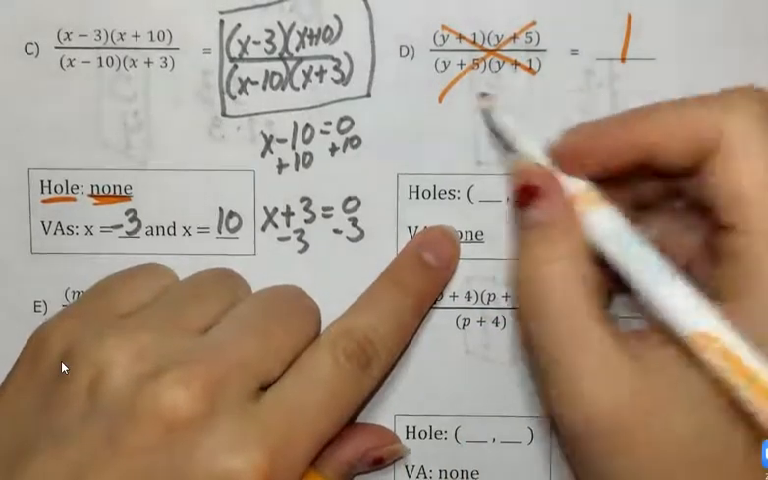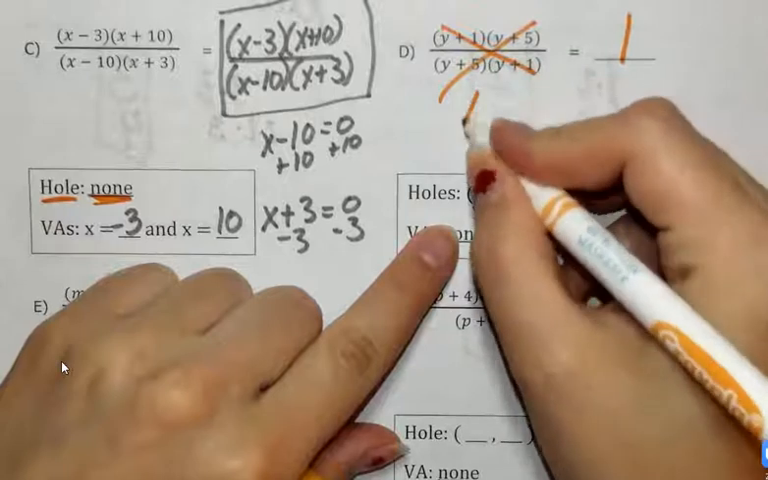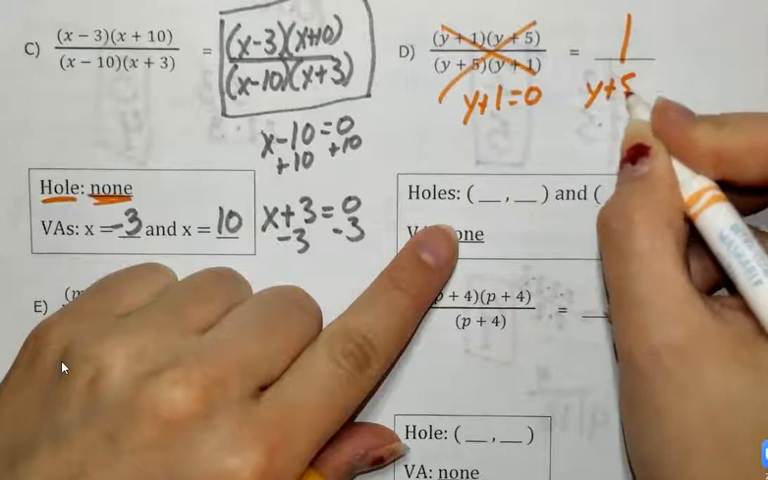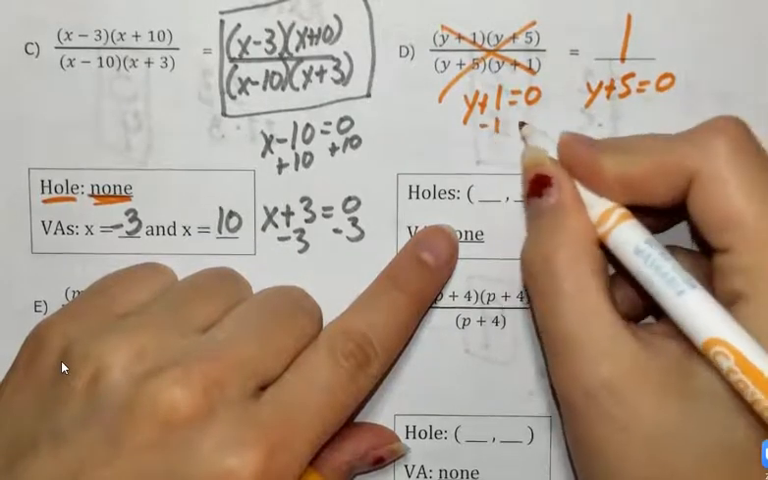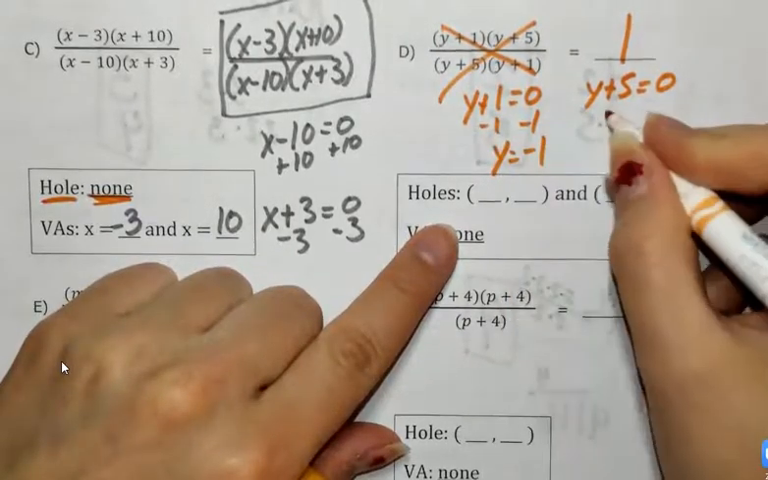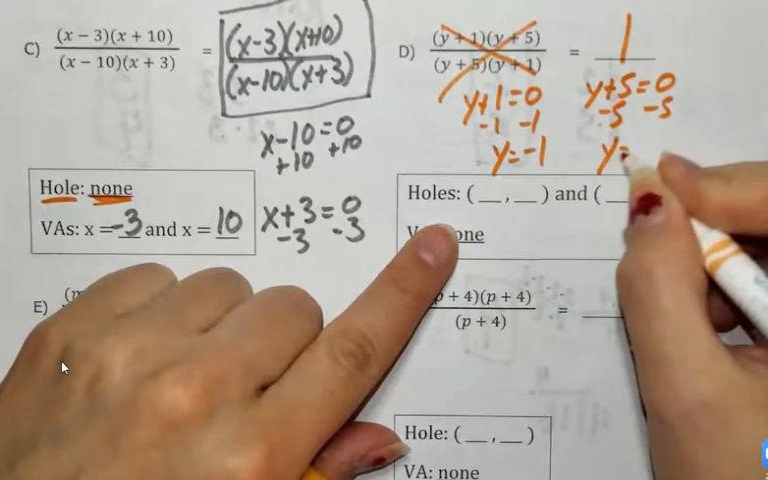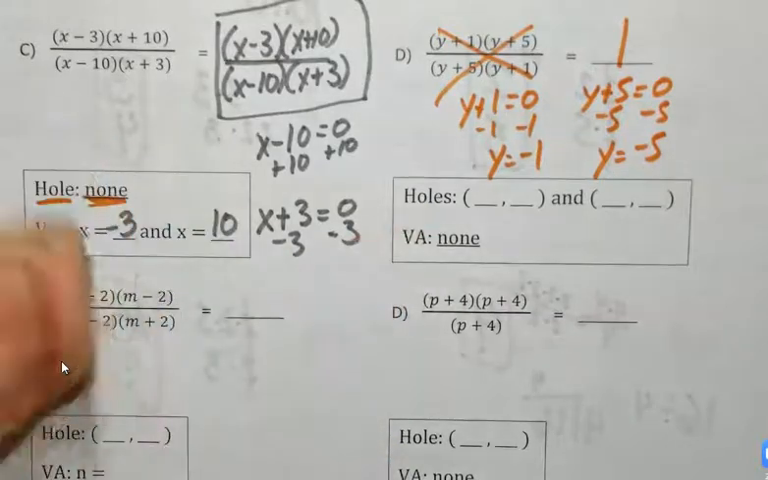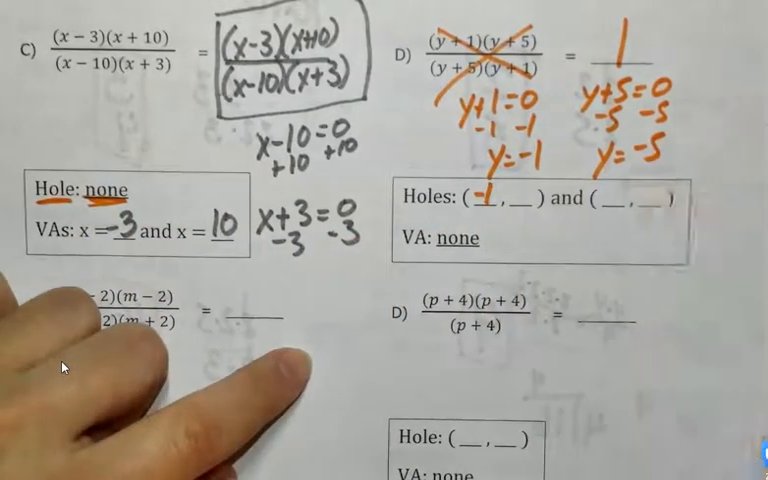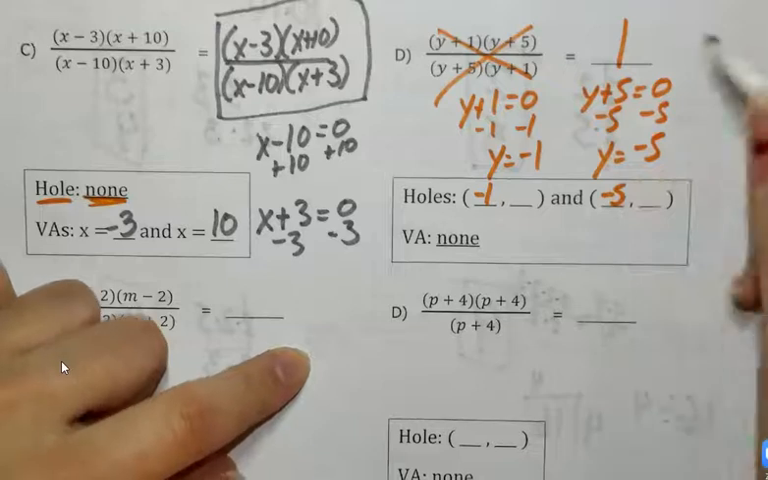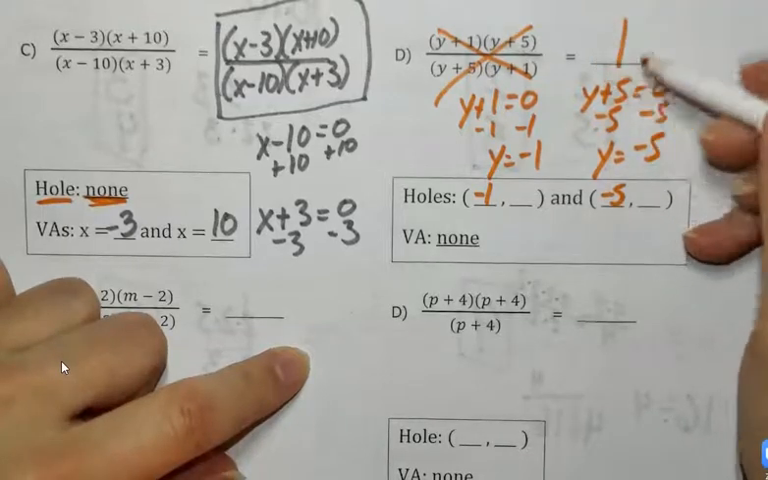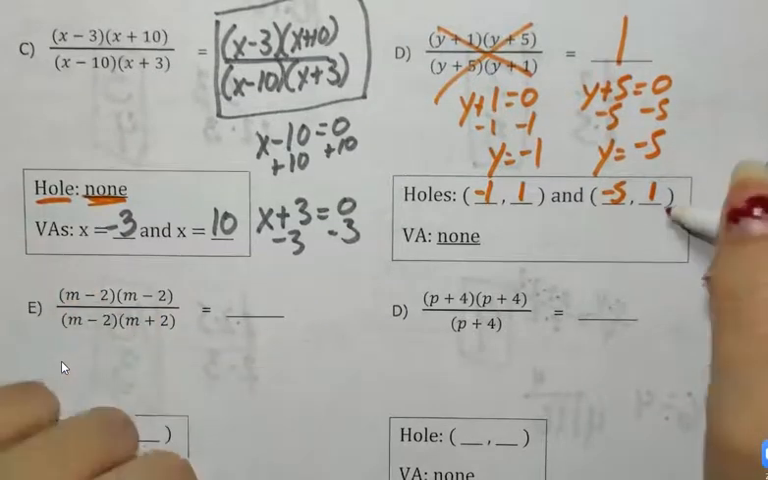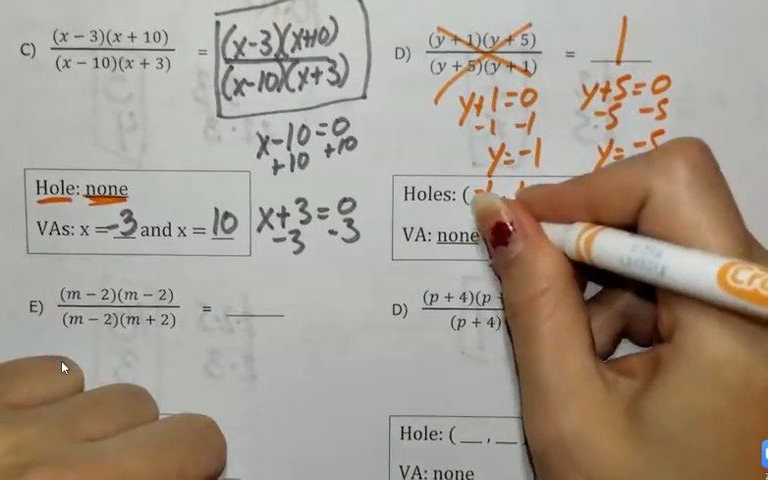For your holes, though, you're going to set both of those equal to 0. y plus 1 equals 0, and y plus 5 equals 0. Subtract 1, y equals negative 1. Subtract 5, y equals negative 5. So we have negative 1 and negative 5 here. The output will always be 1, so that's our output values. We'll call it capital Y in this case.